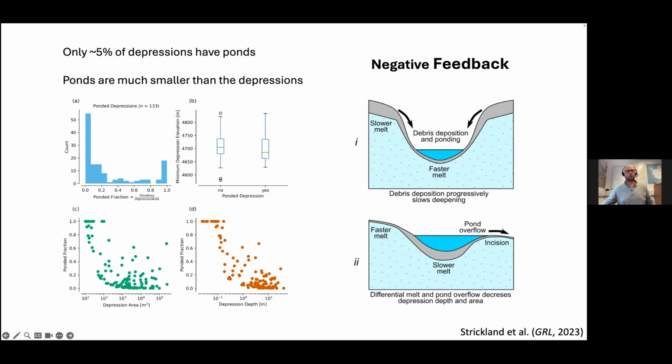So if the depressions are just caused by bare patches or thin patches of debris surrounded by more thick debris, we could create a depression, but it should fill with water, and then debris from the surrounding area should eventually fill that depression, which would slow its melt and eventually lead to the pond to overflow. But this doesn't appear to be what we see.